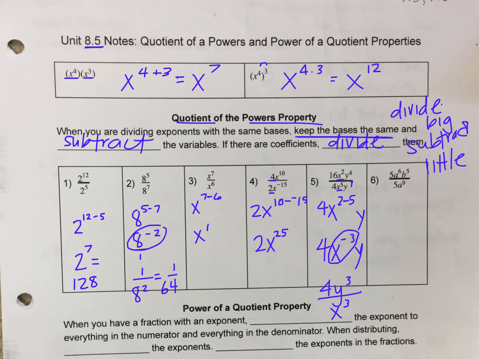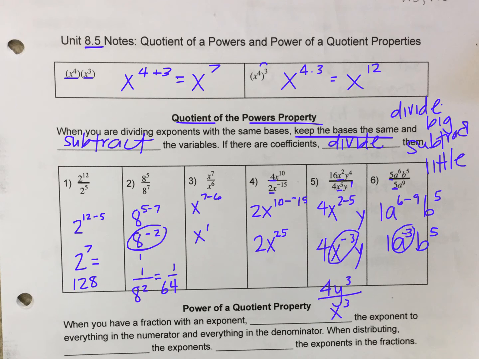All right, this next one, I got a 5 and a 5. 5 over 5 in your calculator will equal 1. So that's just going to be a 1. I got 1A, 6 minus 9. And then the B just has a 5 on it. There's nothing to subtract. So I get 1A to the negative 3, B to the 5th.